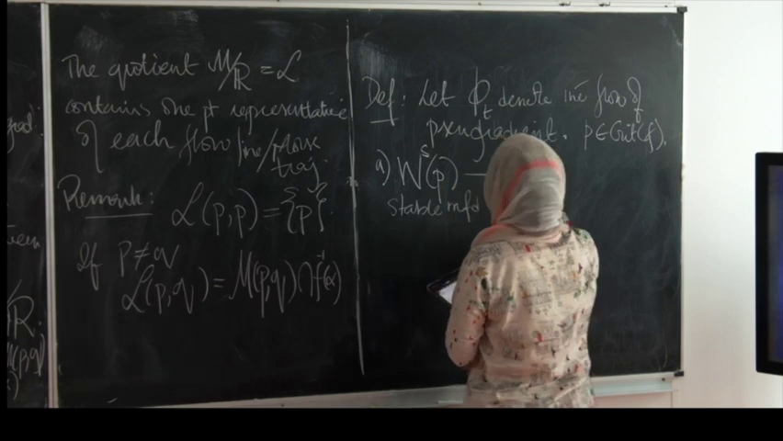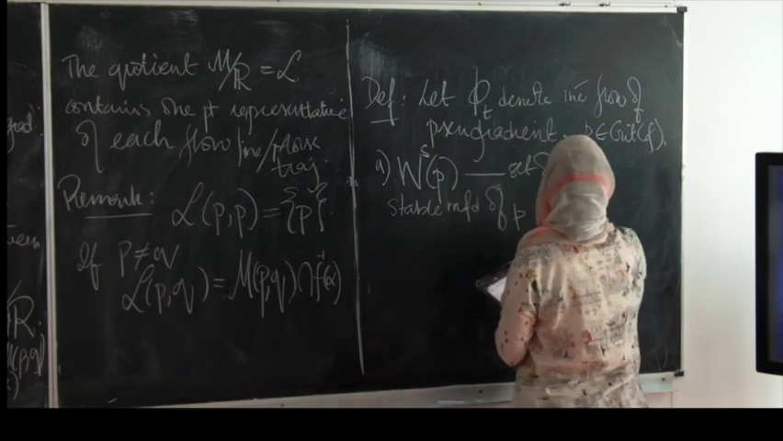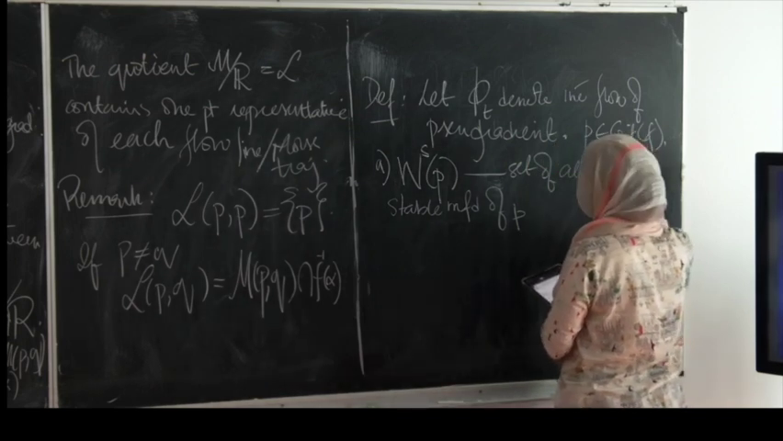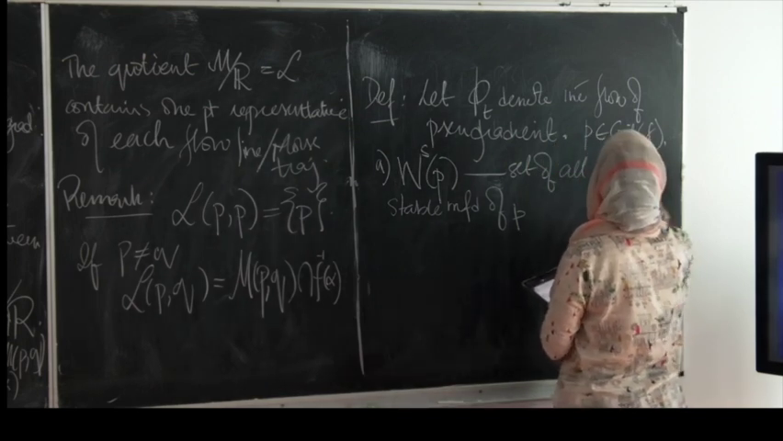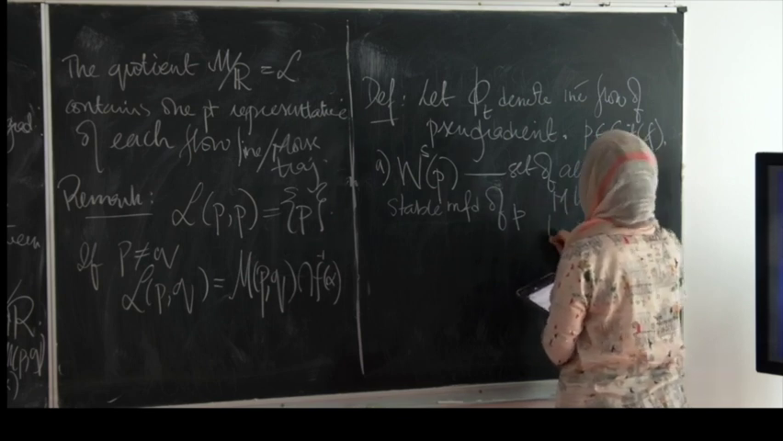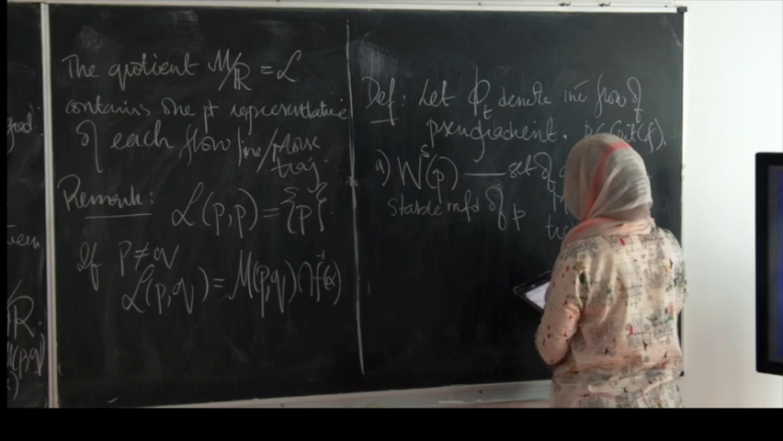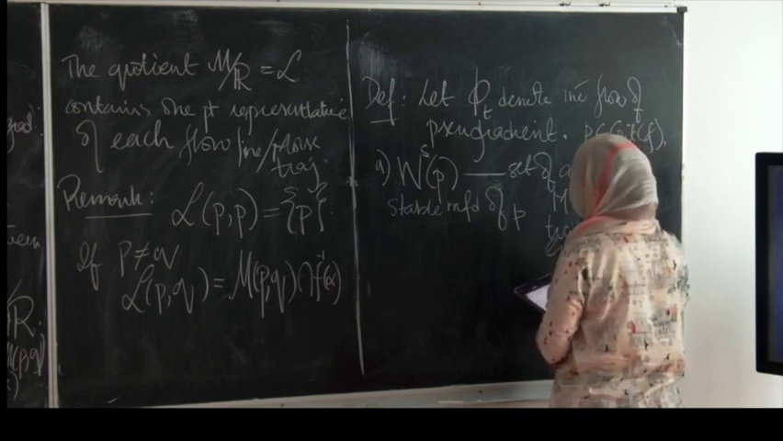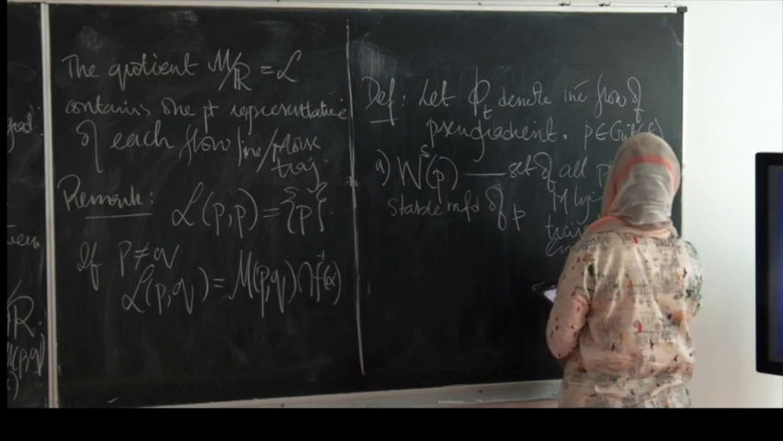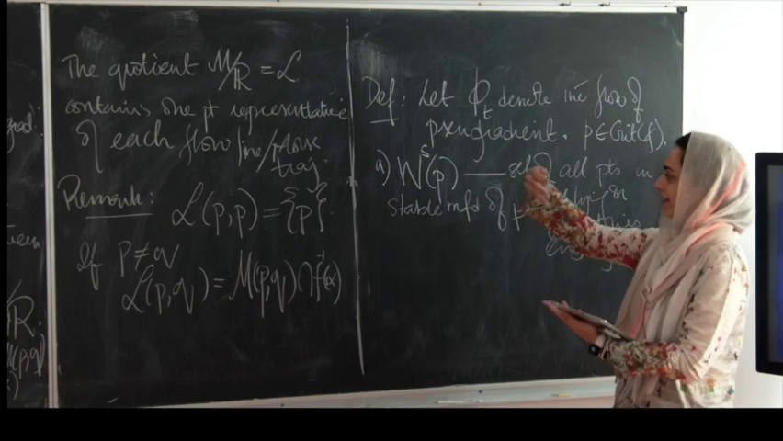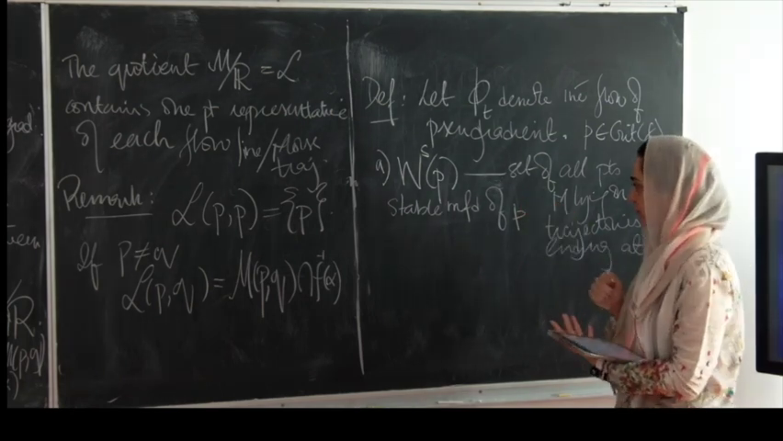This is the set of all points. I choose not to write down the formula. All points in M lying on trajectories ending at P. Okay, so these are the flow lines that are coming into that point, the critical point.